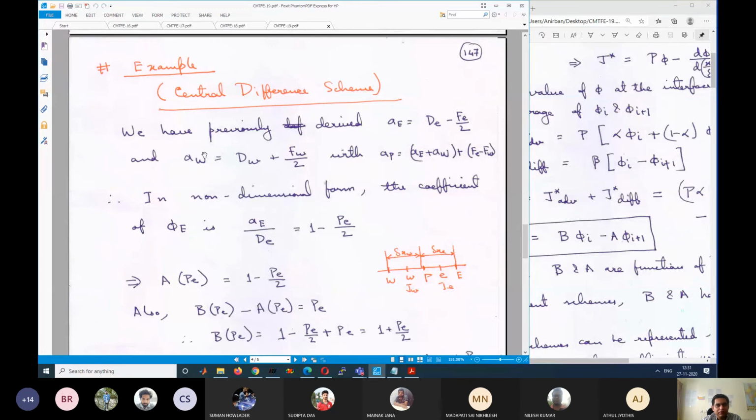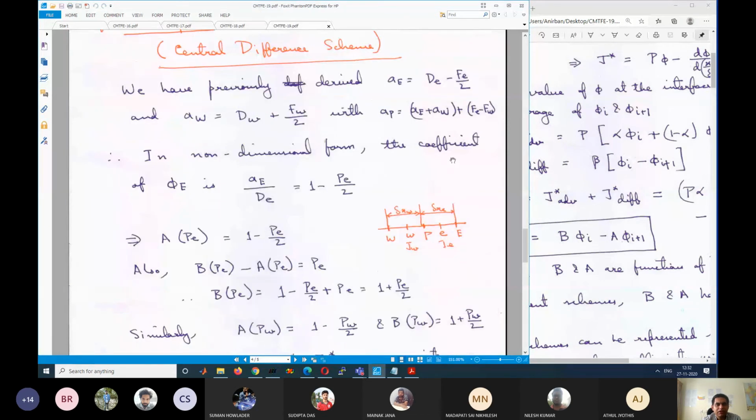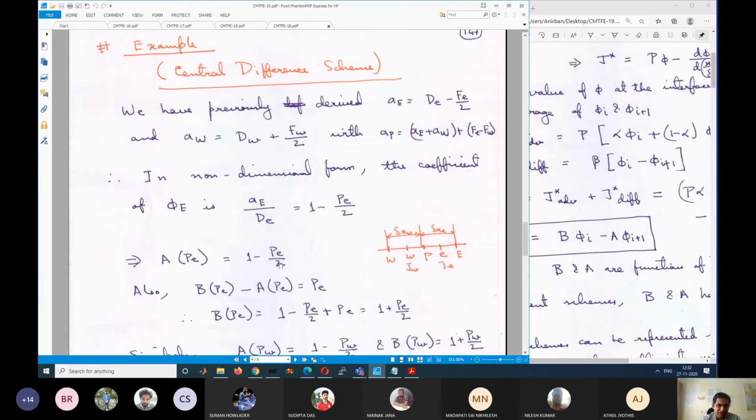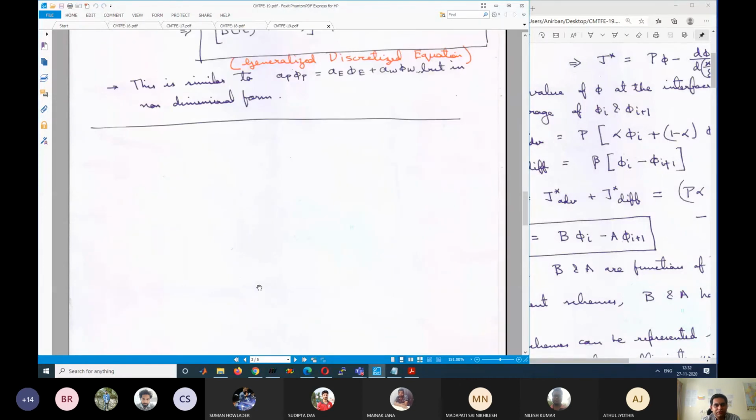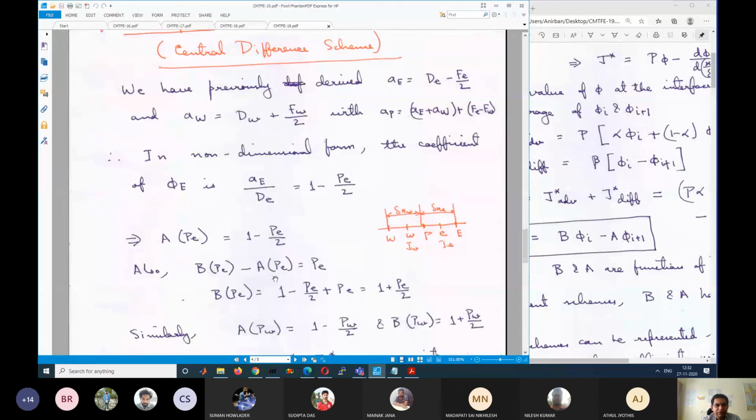I will go to non-dimensional form later, but let us just write here in dimensional form. A_E is D_E minus F_E by 2, A_W is D_W plus F_W by 2, and A_P is equal to A_E plus A_W plus F_E minus F_W. This we have already derived. So in non-dimensional form, the coefficient of phi E is A_E by D, which is 1 minus... D by D becomes 1 and F_E by D becomes P. So 1 minus P by 2. So A of P is equal to 1 minus P by 2, because that is the coefficient of phi E.